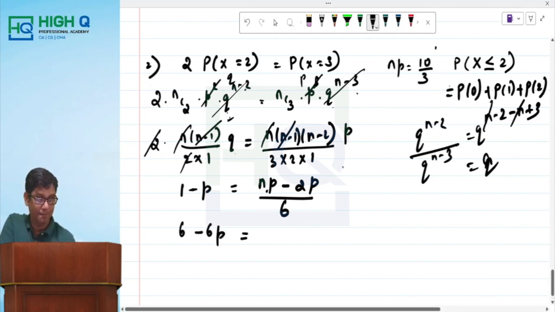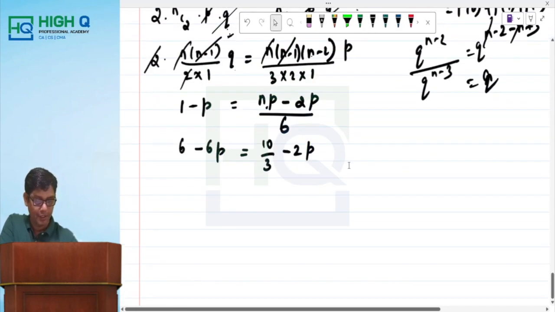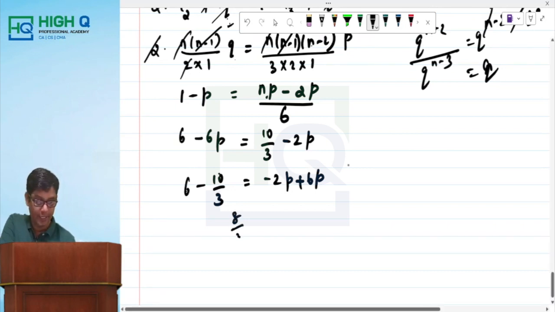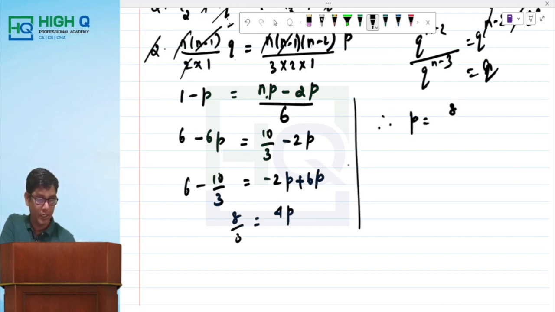What is NP? Now, 6 minus 10/3 is equal to minus 2P plus 6P. 18 minus 10 is 8/3. 8/3 is equal to 4P. So, therefore, P is equal to 8/12, which is 2/3. So P is equal to 2/3. Therefore, Q is equal to 1/3.